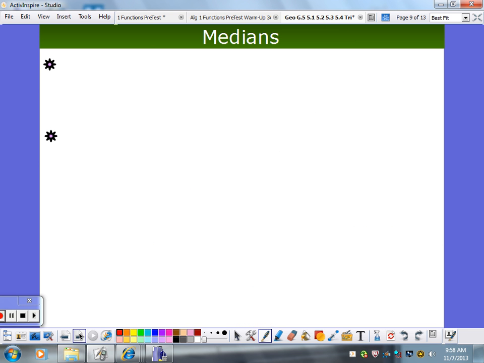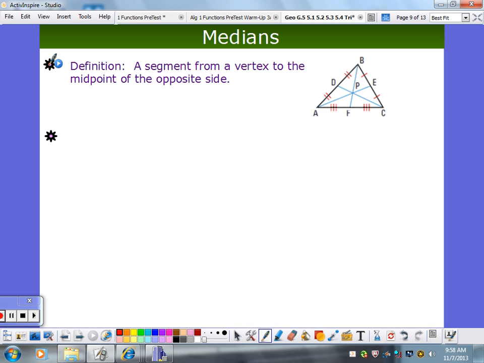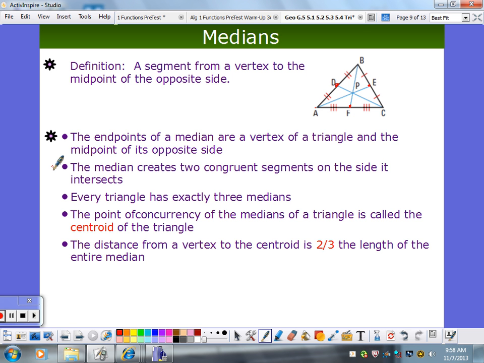Medians. It's a segment from a vertex to the midpoint of the opposite side. So now I'm going from a vertex connecting midpoints. So all those points are midpoints. So let's see. Yep, that's what they are. The median creates 2 congruent segments on the side it intersects because it's a bisector. So that's saying these and these, right, you have some congruence. Every triangle has exactly 3 because you have 3 vertices.